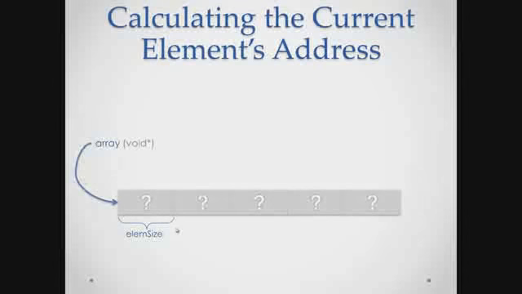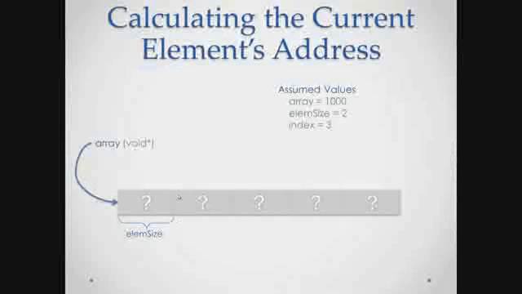So to figure some more stuff out, let's just assume the value of some of these variables right here. We're going to say that the array is 1000, meaning that our array starts at address 1000 in memory somehow, and we're going to say that each one of these elements are 2 bytes in size. They could be shorts or they could be structs that have 2 characters in them. We don't know and we don't care. And we're trying to find the address of the element at the index of 3. So we're trying to find the address of that element right there.